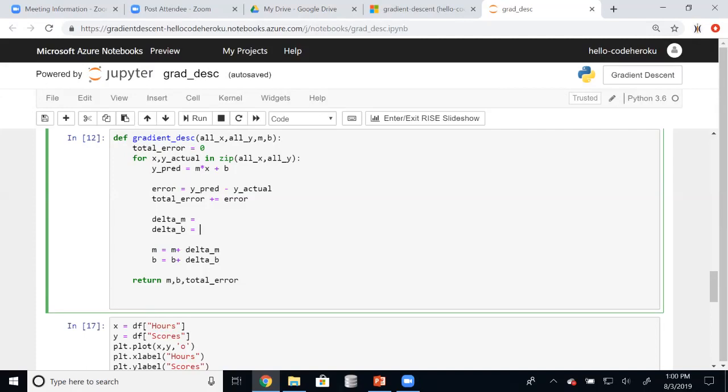All right, guys, everyone over here, we already have the equations for delta m and delta b. What I'm telling you is just ignore the 2 by n term over there.